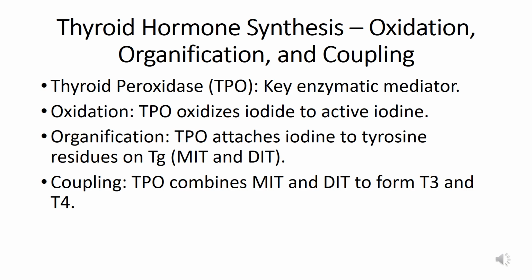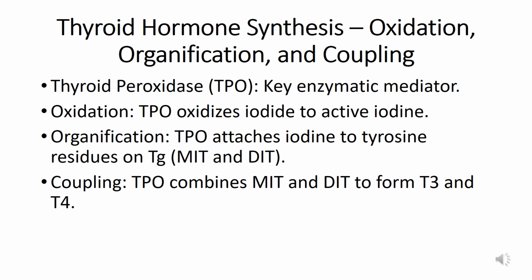The final step is coupling. Again, thyroid peroxidase plays a central role. The enzyme joins specific iodinated tyrosines together while they remain attached to thyroglobulin. When one monoiodotyrosine molecule combines with one diiodotyrosine molecule, triiodothyronine, or T3, is formed.